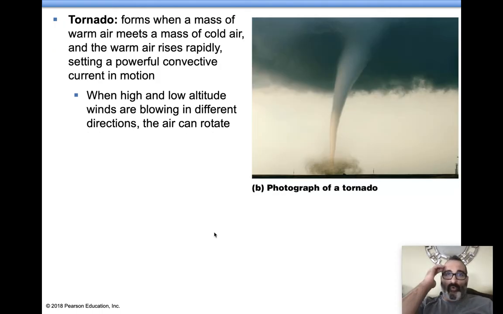Tornadoes. Well, when warm air and cold air meet, they run into each other and some air rises and some air sinks. And once again, Coriolis effect. Things are not attached to the earth, and the earth is spinning. When winds run into each other, they start moving and they start rotating. And that is why you have tornadoes.